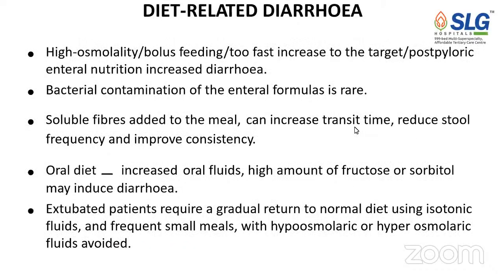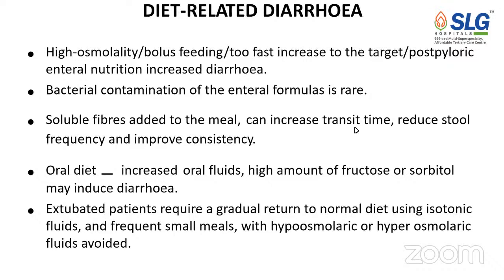Diet-related diarrhea. High osmolarity, especially if you give 2 calorie per ml or 1.5 calorie per ml in these patients, because osmolarity is very high, so that the fluid will be absorbed into the gut. And bolus feeding and too fast increase to the targets, and post-pyloric enteral feeding increases diarrhea. So nowadays we are almost all using continuous feeding techniques.